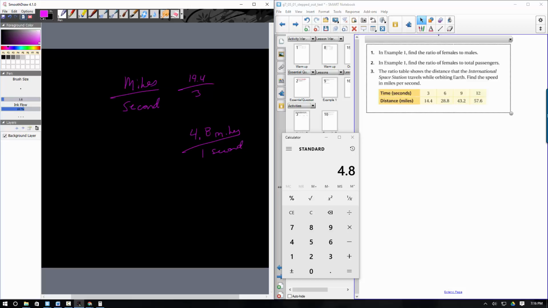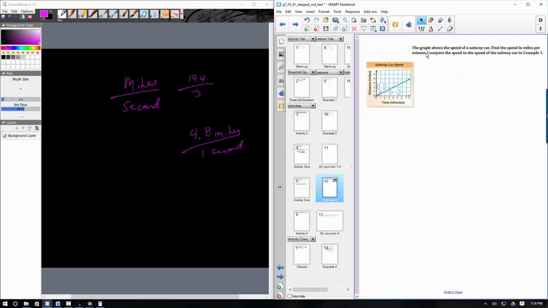And let's just see if it works. If I plug in a 6 here, right? If I go 6 seconds, so 4.8 times 6, and that's 28.8, which is what I had here. So this will work with any number that you enter in. I could take my 4.8 times, let's say 12, and I will get 57.6.